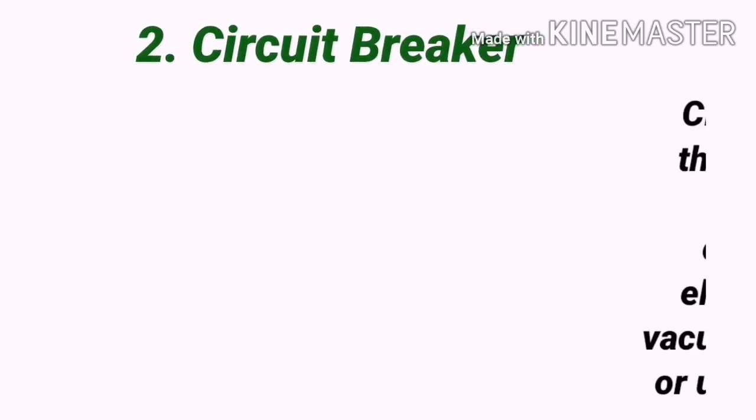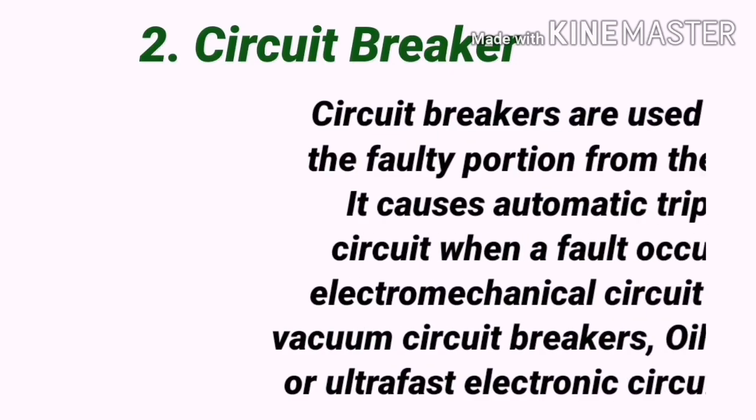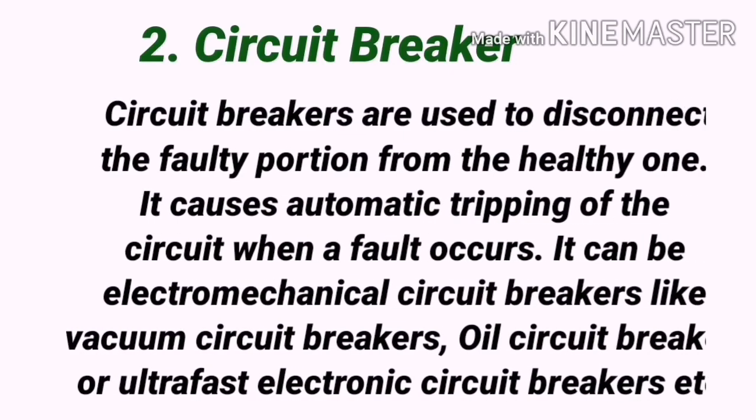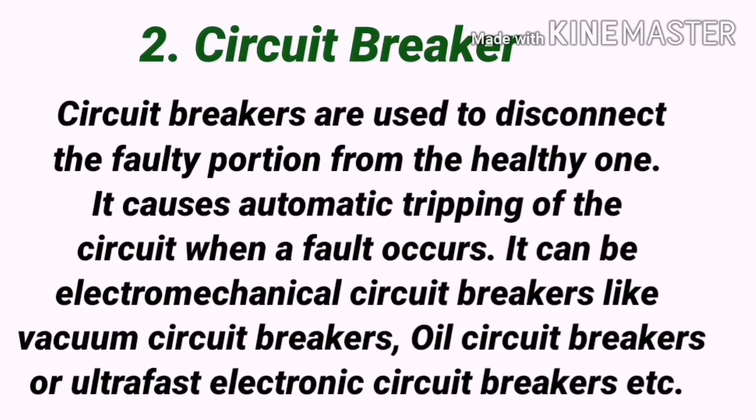The second one is circuit breakers. Circuit breakers are used to disconnect the faulty portion from the healthy one. It causes automatic tripping of the circuit when a fault occurs. It can be electromechanical circuit breakers like vacuum circuit breakers, oil circuit breakers, or ultra fast electronic circuit breakers, etc.